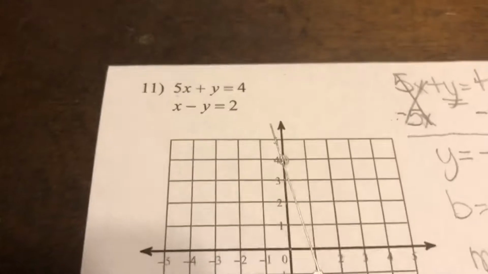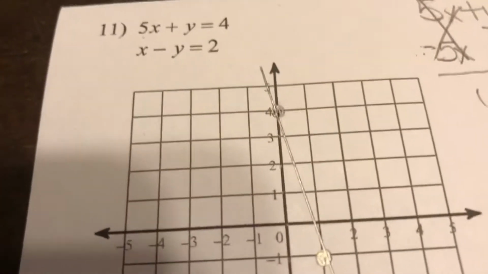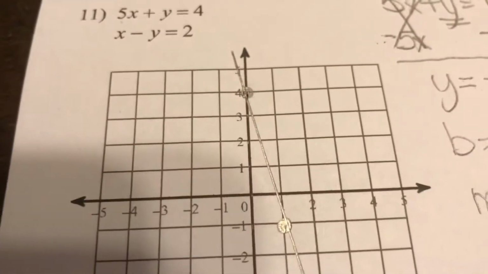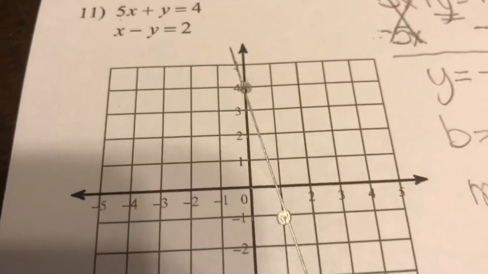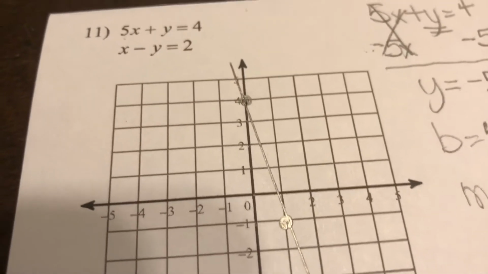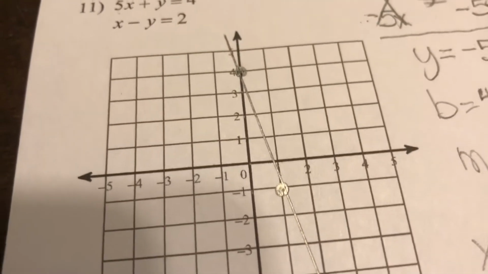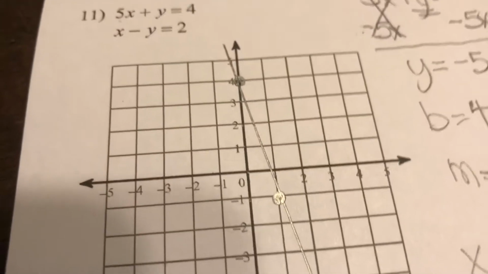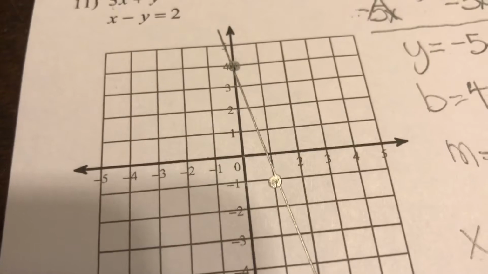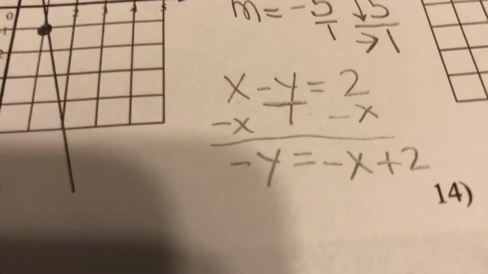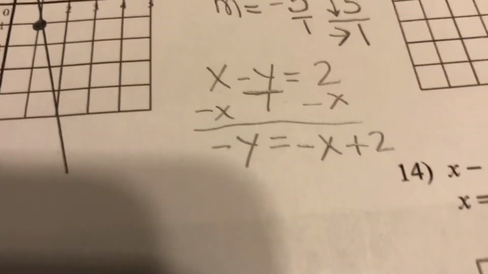Well, then I'll look at the next equation, and I have x minus y is equal to 2. Well, I want to get this y by itself. Remember, you have to keep the sign in front of it. This is a positive x, so I'm going to subtract it from both sides. And I'm going to get negative y is equal to negative x plus 2. And we can't have that negative y like that. It has to be positive y equals.